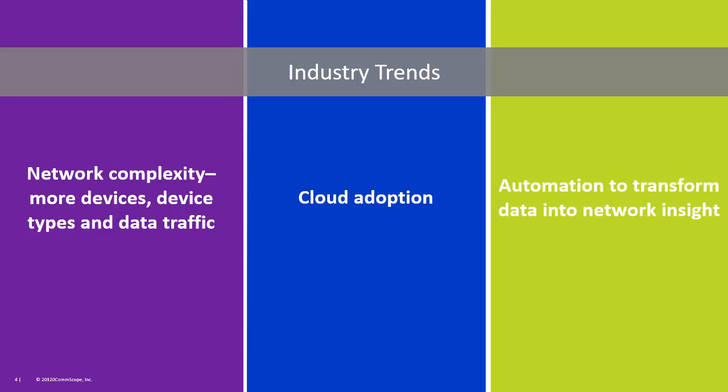Automation to transform data into network insight. The third industry trend is the theme of automation regarding data analytics for network operations to transform data into insight and management. Making sense of the huge amount of data is the challenge. Relying on human intervention to make sense of it is not sustainable because of the network complexity. Automation is the trend to transform data into usable information for network management.